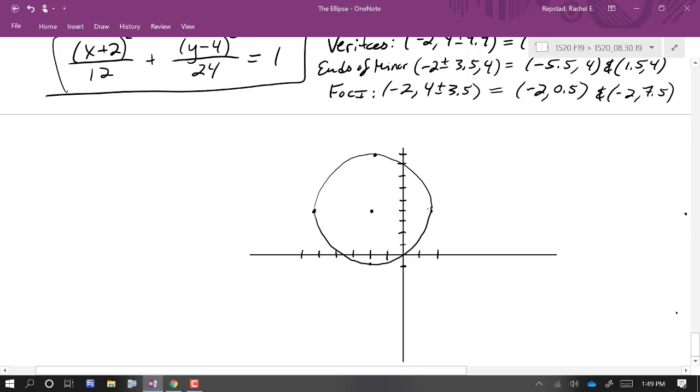It looks a lot like a circle when I drew it because the scale of my y is not the same as the scale of my x, so it looks a little bit more circular. How's that?